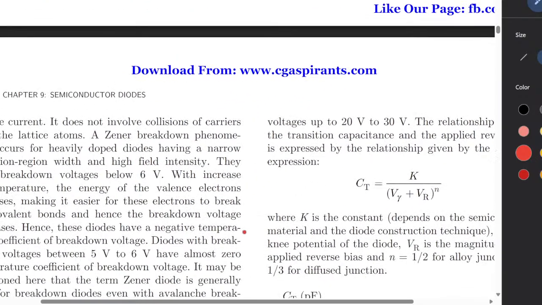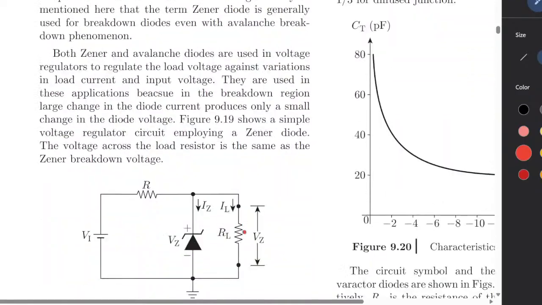We see the Zener diode functionality. Okay, so Zener and avalanche diodes are used in voltage regulation, and they regulate the load voltage against variation in the load current or input voltage. They are used in these applications because in the breakdown region there is a large change in current and a small change in voltage.